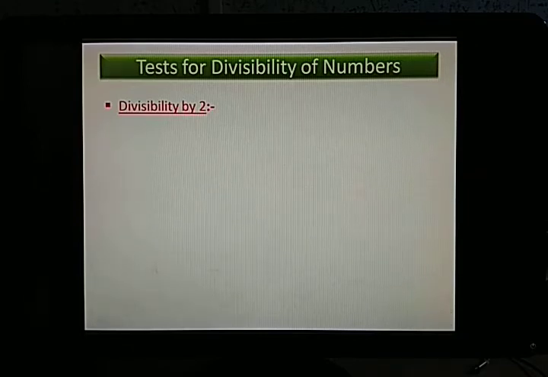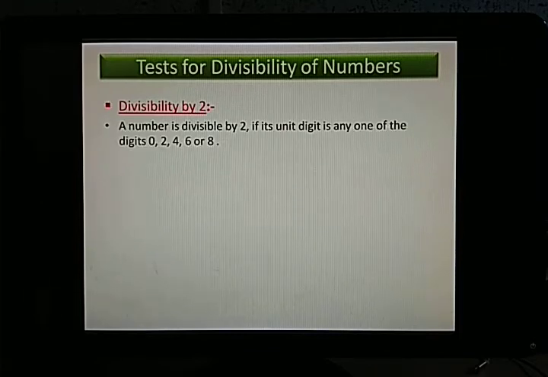How can we know that a given number is divisible by 2 or not? For that, what we need to know is that a number is divisible by 2 if its unit digit is any one of the digits 0, 2, 4, 6 or 8. So first of all, you should know what the unit digit is. Let us see an example.